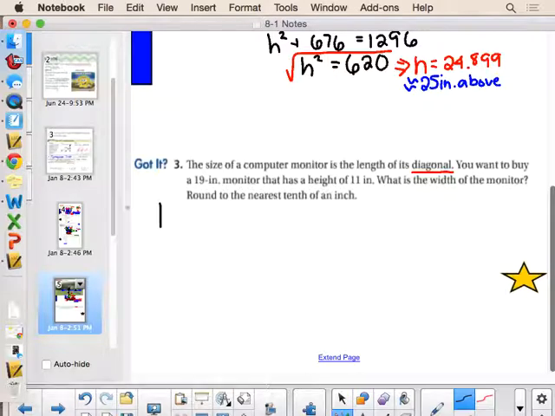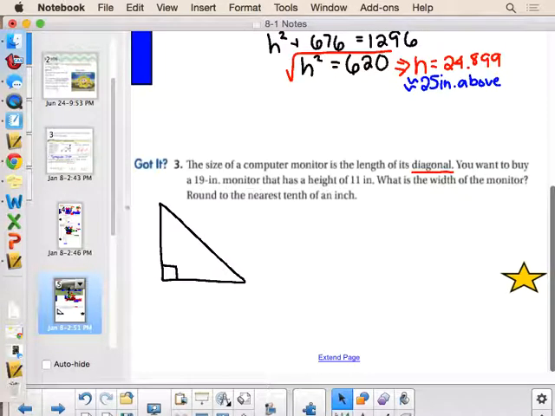I'll give you a hint here. Might be a good idea to draw your right triangle and appropriately label it. Okay? You want to have a 19-inch monitor. That means that 19 inches is correlating to my diagonal, aka 19 inches is going to refer to my hypotenuse. The height is 11 inches. So here is the setup. You need to solve for your width.